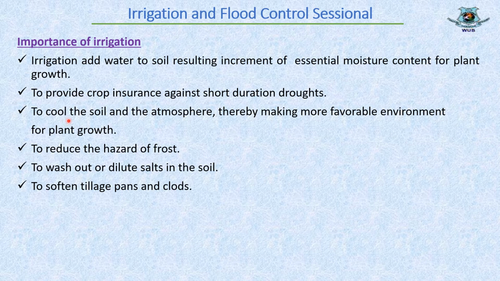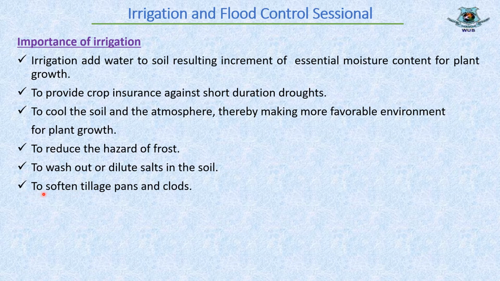Then number 3, to cool the soil and the atmosphere, thereby making a more favorable environment for plant growth. To reduce the hazard of frost. As we know, water makes the soil soft, so it can reduce the frost action. To wash out or dilute salts in the soil. We know salt water is not favorable for plant growth, and irrigation can effectively remove the salt.